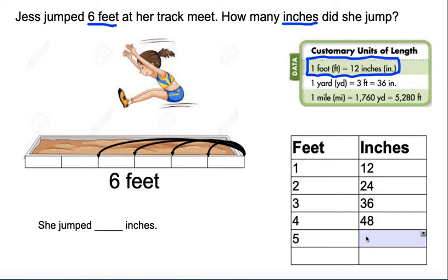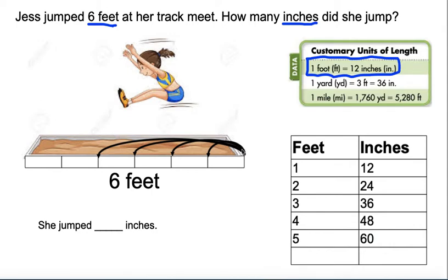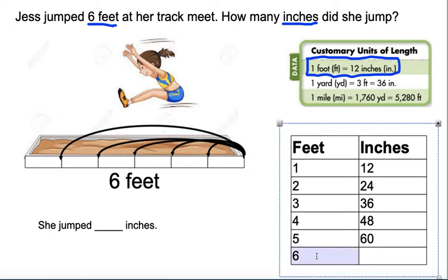Well, let's just add on 12 more. See, we're just adding 12 more each time. That's going to be 60 inches. Again, to visualize, I'm going to make that arrow to show the jump. That would be 5 feet, another 12 inches. And then finally, 6 feet.